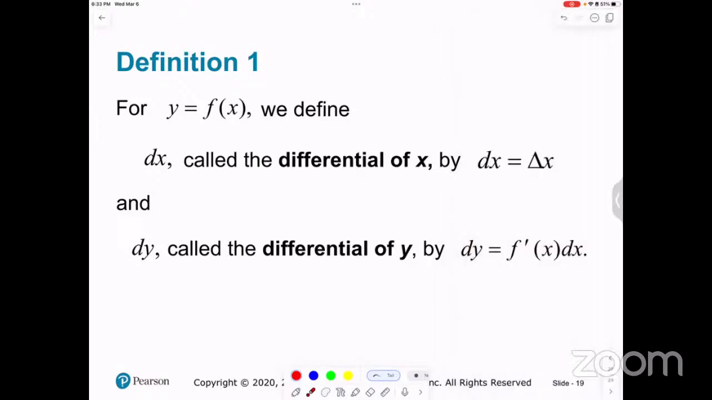Let me see. So for y equals f of x, we define dx, called the differential of x, and we define it to be equal to the change in x. So our dx is equal to delta x, but dy is approximately equal to delta y. Let me say that one more time. For all intents and purposes, dx is equal to delta x. These two are equal, but our differential dy is going to be approximately equal to our change in y. It doesn't carry exactly like dx does, but it is close to delta y. So we call dy the differential of y, given by f prime of x dx.